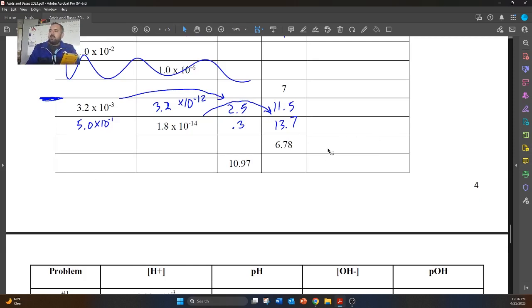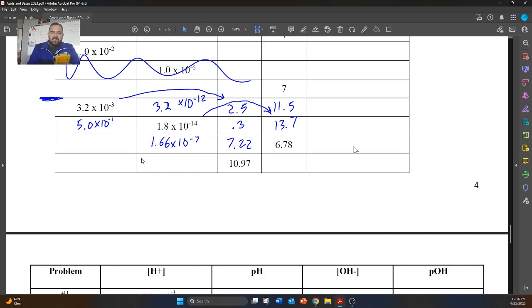All right, next one, 6.78. So first thing we're going to do is calculate our OH concentration. That's going to be 10 to the power of negative 6.78, which gives us 1.7 times 10 to the power of minus 7. Or if we wanted 3 significant figures, that's going to be 1.66 times 10 to the power of minus 7. And then to get our pH, we're just going to do 14 minus 6.78, which gives us 7.22. And then 10 to the power of negative 7.22.